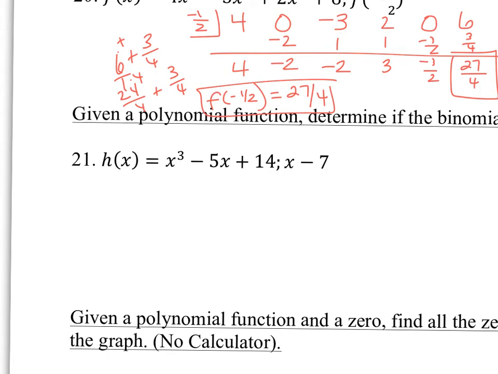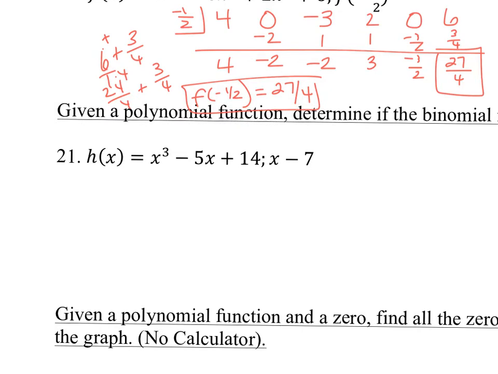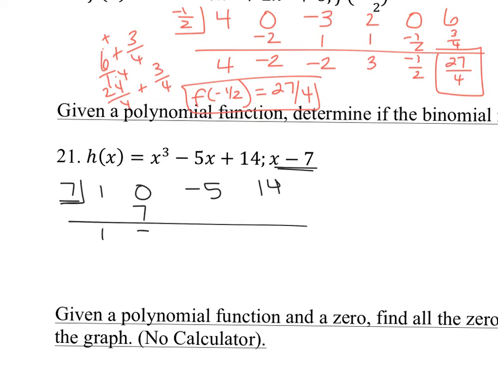Given a polynomial function, determine if the binomial is a factor. So all I'm going to do is do synthetic division to determine if it is a factor. So 1, 0, -5, 14. Notice I'm finding the 0, which is why it's the opposite of the factor. So 1 times 7 is 7. 7 times 7 is 49. I get 44. 44 times 7 is 294, which added up is 308.